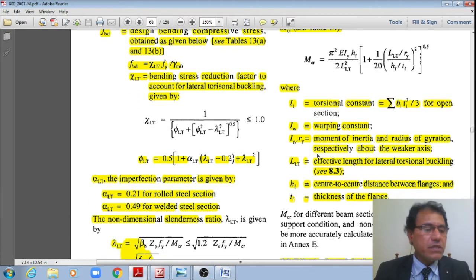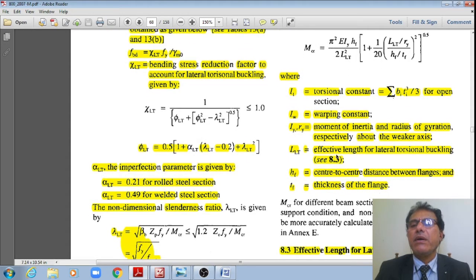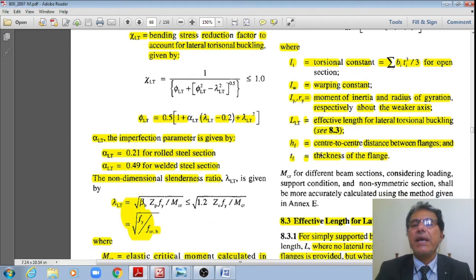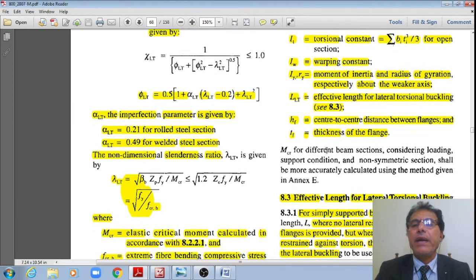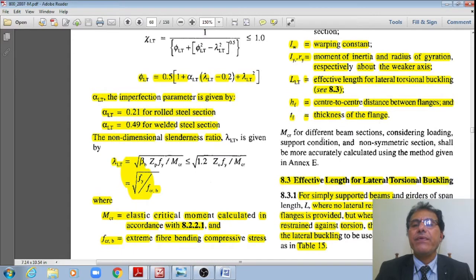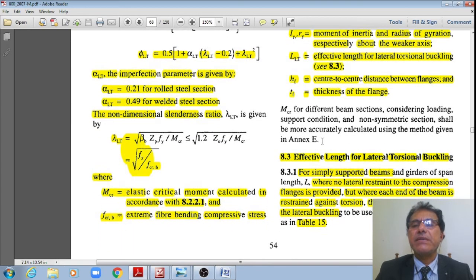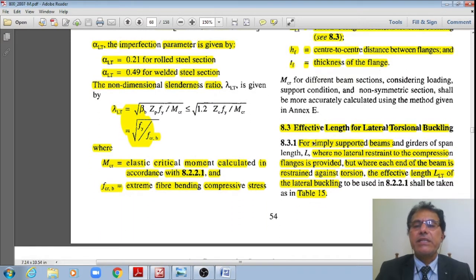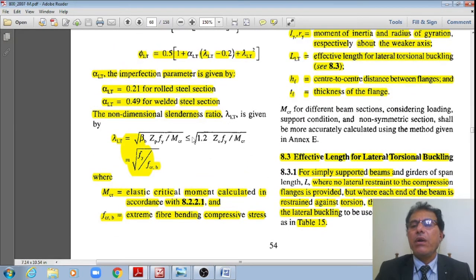Just now we discussed what is warping, right? Therefore, there is a warping constant, and Iy, ry are the moment of inertia and radius of gyration respectively about the weaker section, y means weaker section, and LLT is the effective length for lateral torsional buckling, and hf is the center to center distance between the flanges, right? And tf is the thickness of the flange. Now, next heading is the effective length.